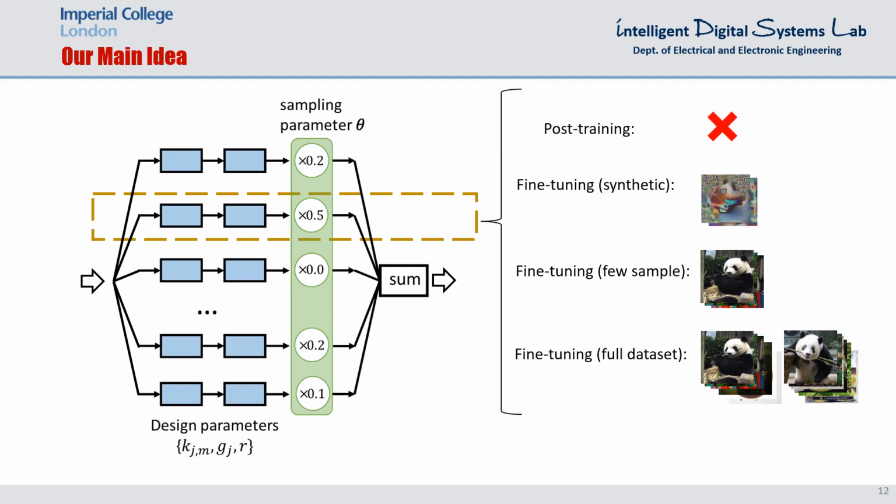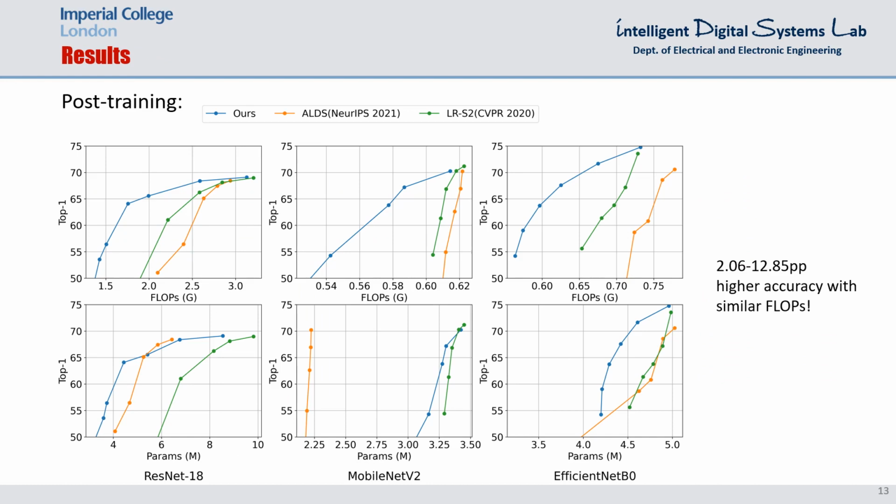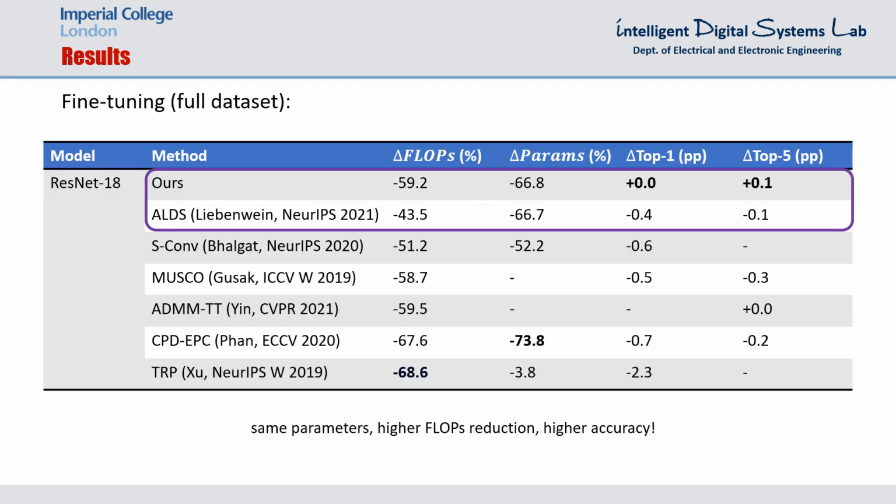We then evaluate this design point under different scenarios of data availability. For post-training, which means no fine-tuning after searching, we find our method achieves evident accuracy improvement compared with previous work under the same compression ratios. And when we allow fine-tuning on the full ImageNet training dataset, we find our method also outperforms the state-of-the-art method, which is ARDS, shown in this table.